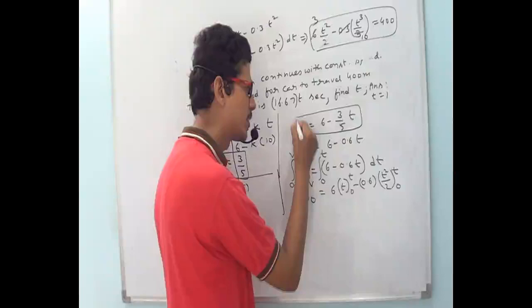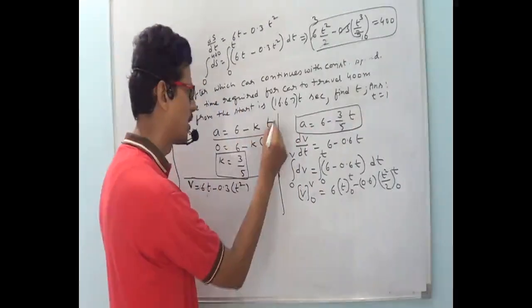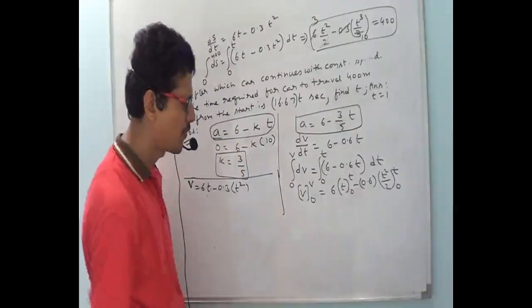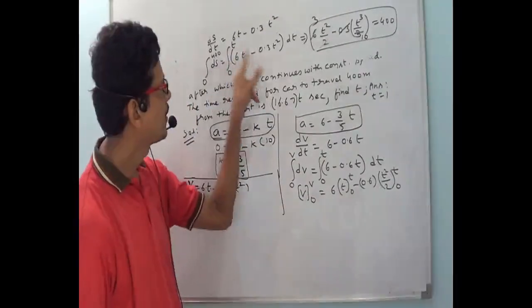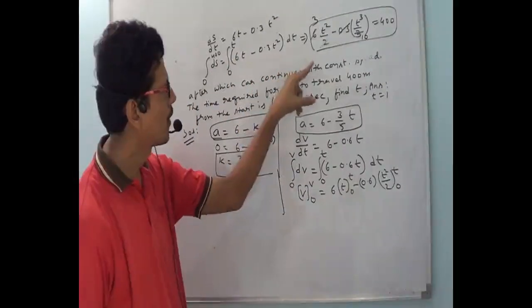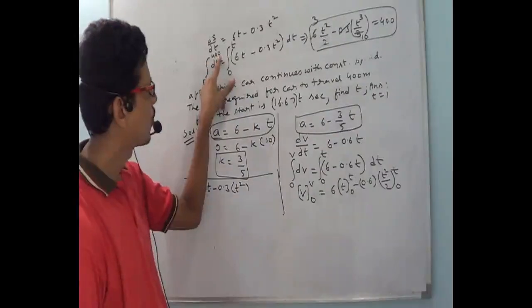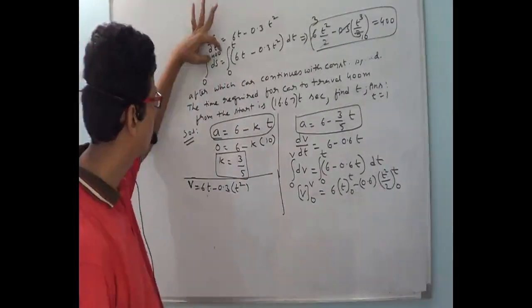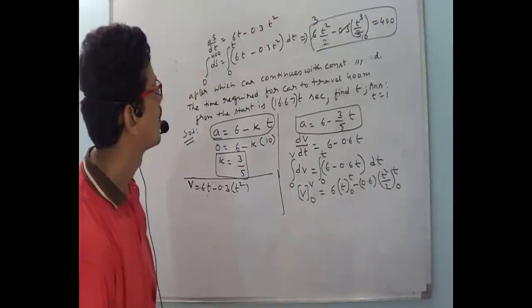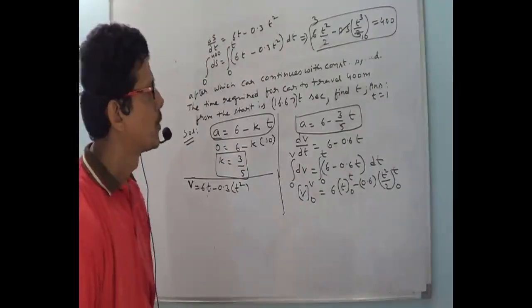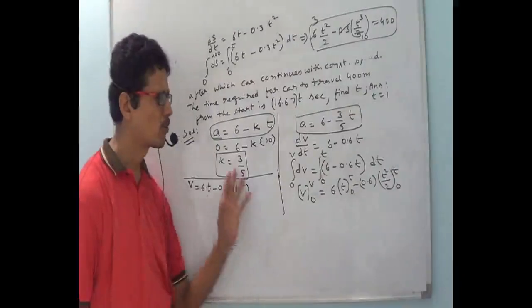So first of all, you have to write this equation, and then only can we integrate. First find the velocity in terms of time, and then displacement in terms of time. Time we have to find. Final displacement you know, 400 meters. So the upper limit you have to take 400. Okay, you can leave after noting down this.